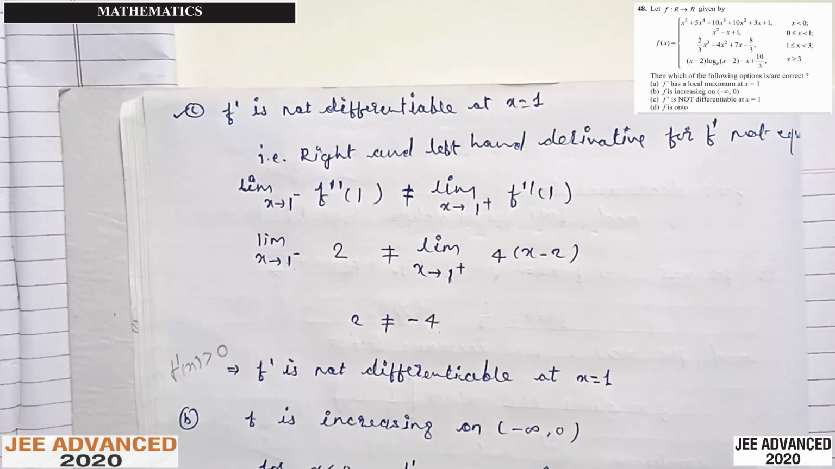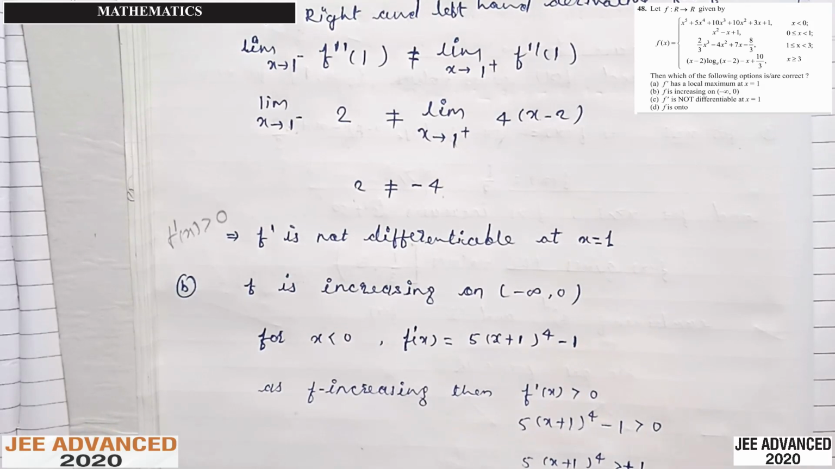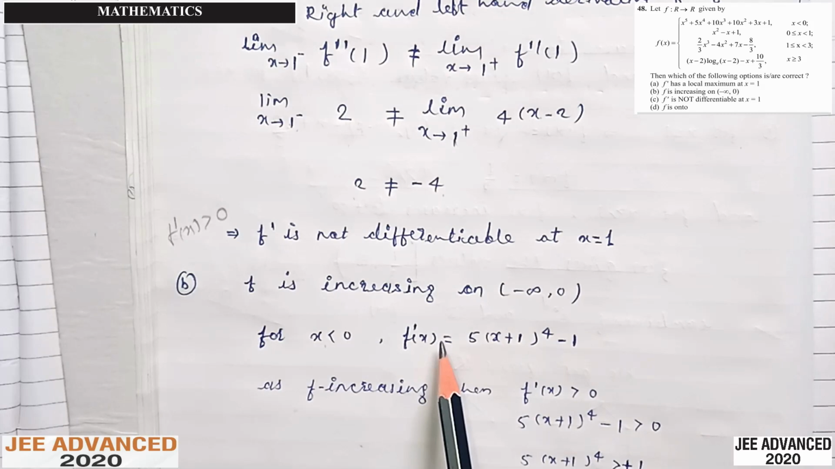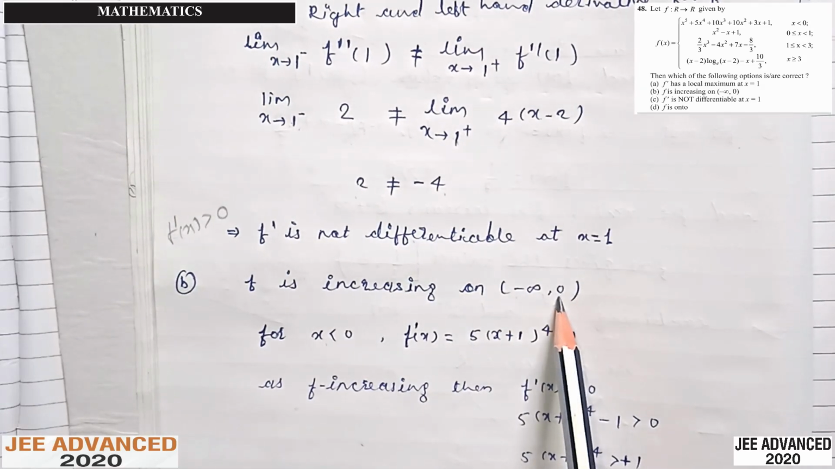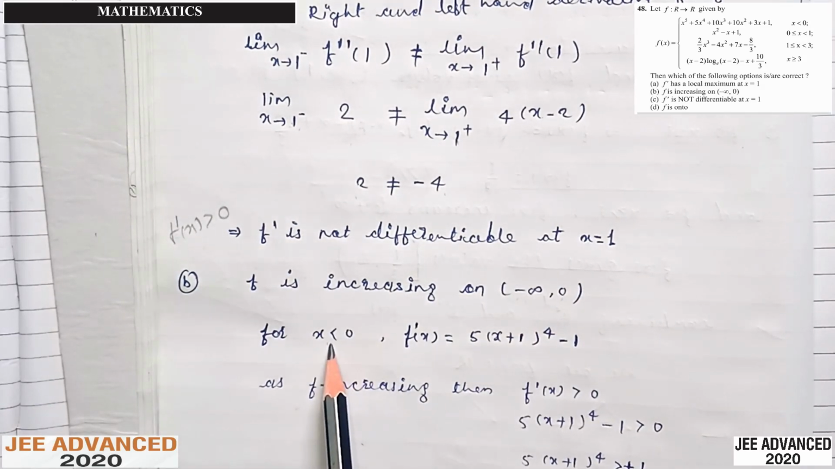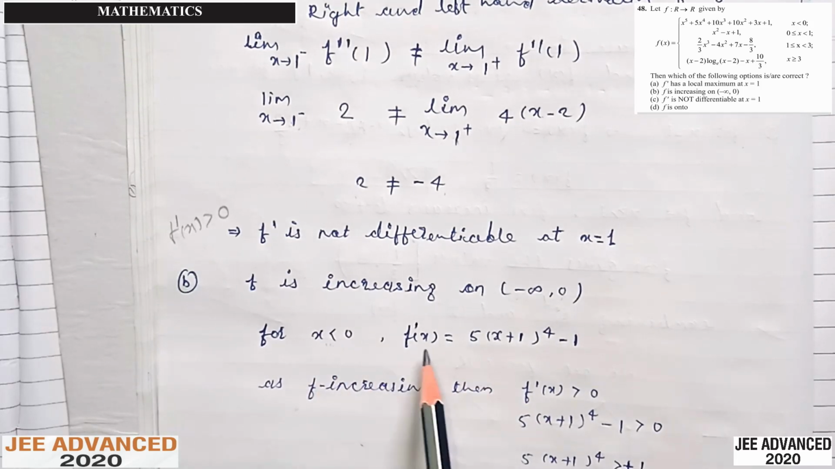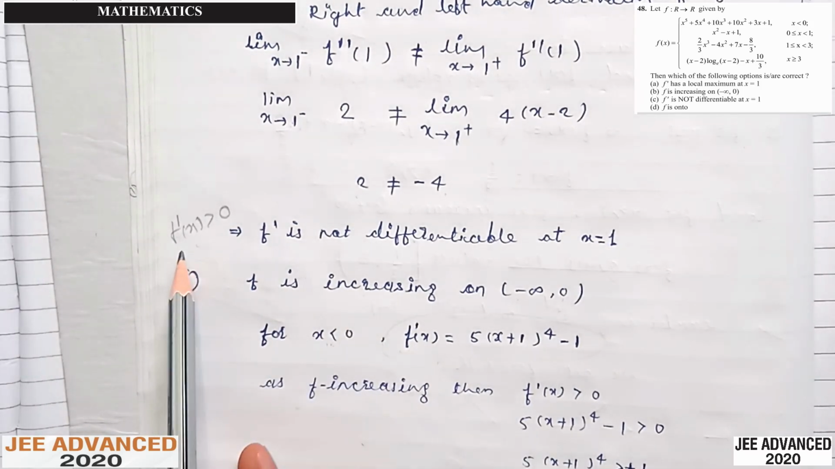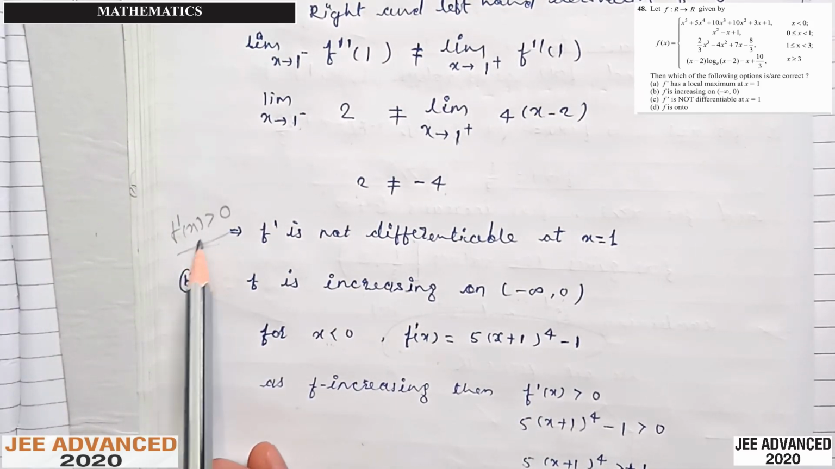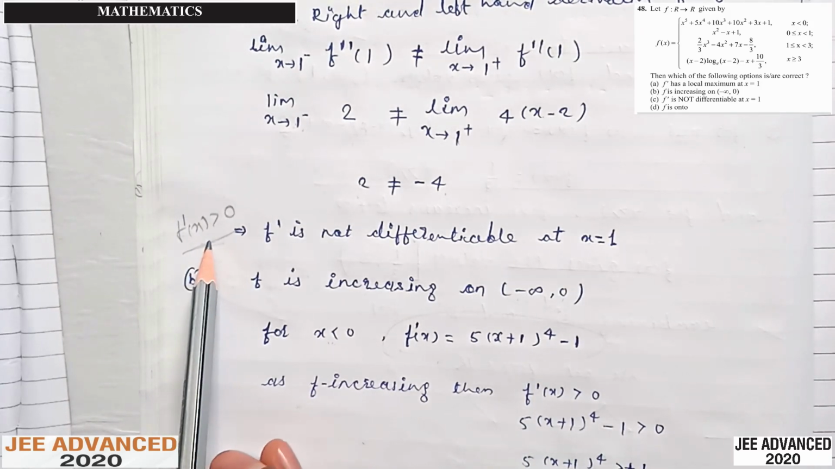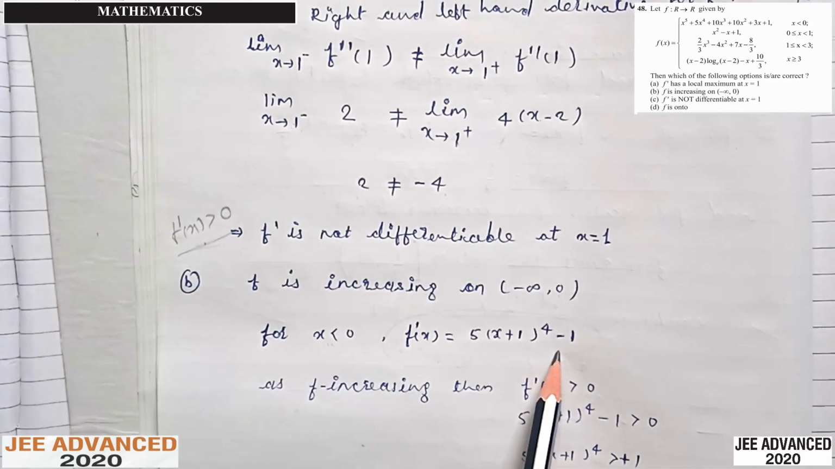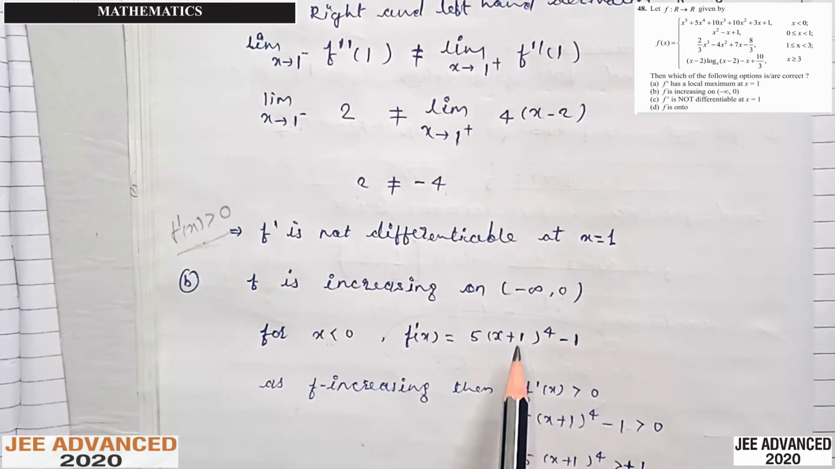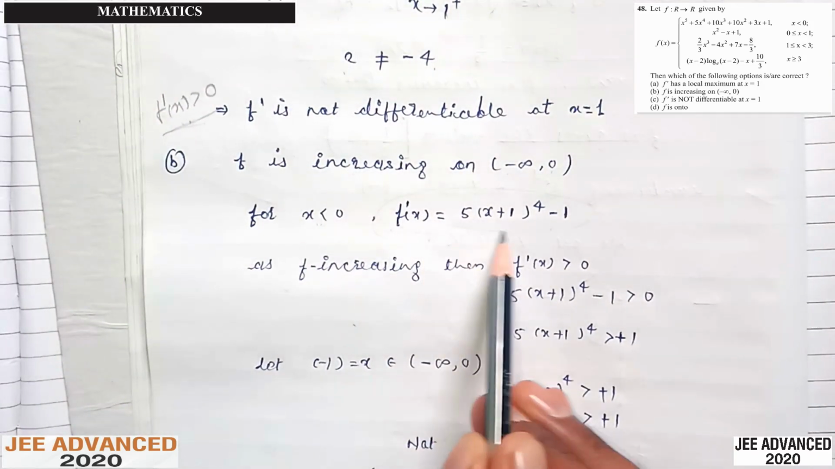Now here we can see I already solved it. F is increasing on negative infinity to 0. So for x smaller than 0, we have to select the interval negative infinity to 0. The interval is given as smaller than 0, that's why we have to take x smaller than 0. For x smaller than 0, you will get f dash of x, this one. Because f is increasing means f dash of x is bigger than 0, so we have to deal with the value of f dash of x only. So for x smaller than 0, I got f dash of x over here. So f is increasing means f dash of x is bigger than 0, that means this whole quantity is bigger than 0.